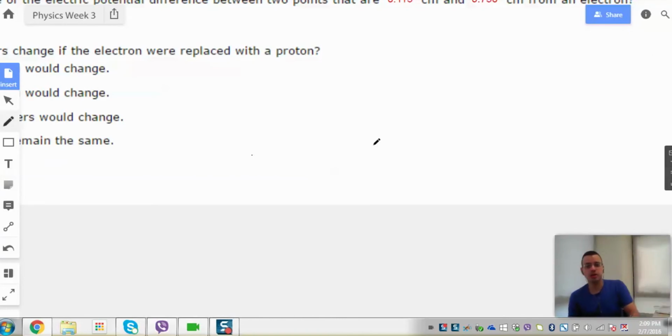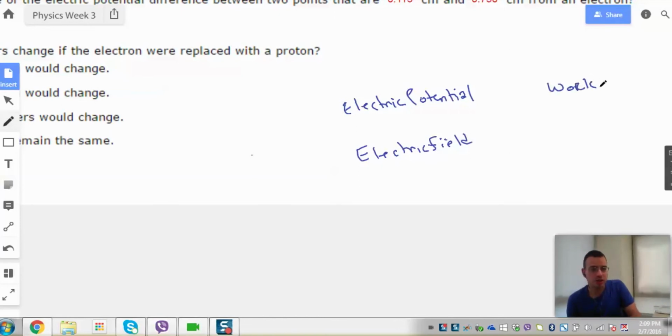So you're going to see phrases like electric potential. And then you're going to see phrases like electric field. And we're going to see phrases like work. And we're going to see phrases like force.